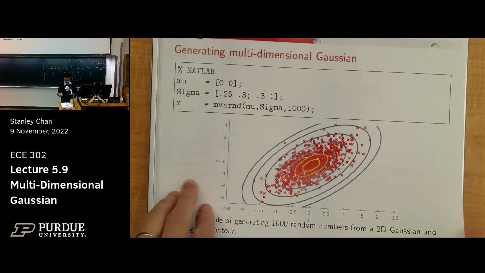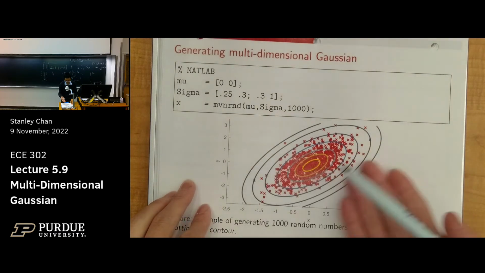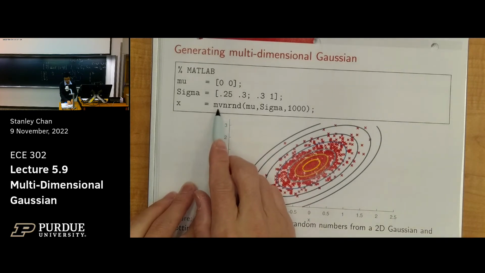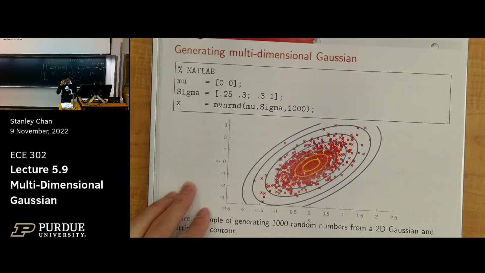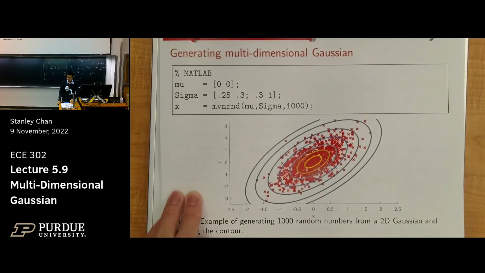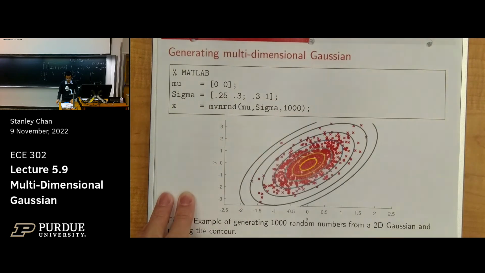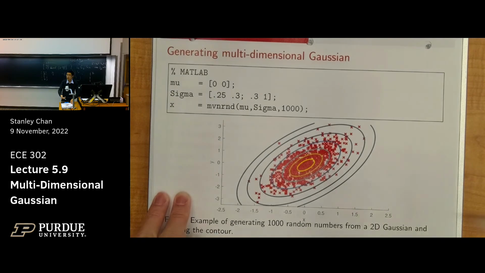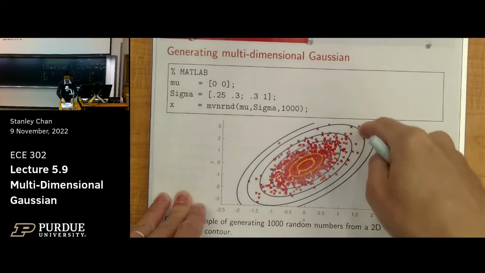In MATLAB or Python, you can plot the scatter plot using this command called mvnrnd. There's an equivalent in Python. If you want to look at the command, you can go to the book. The book will have all these commands ready. In fact, if you go to the website for the book, you have Python, MATLAB, R, and Julia, four languages, for plotting these things.